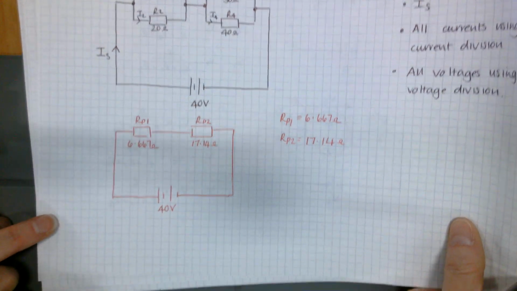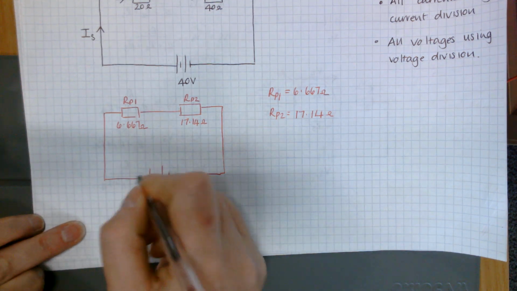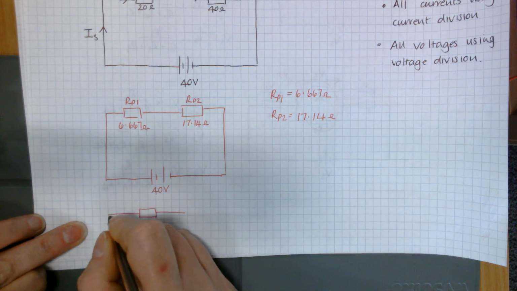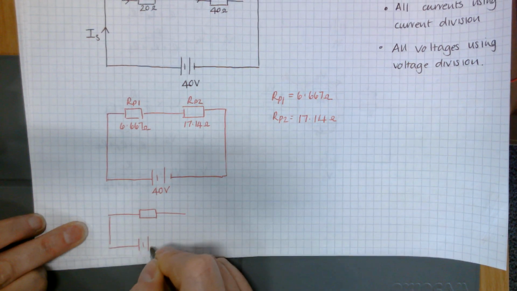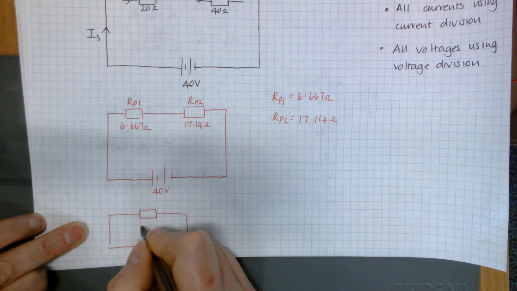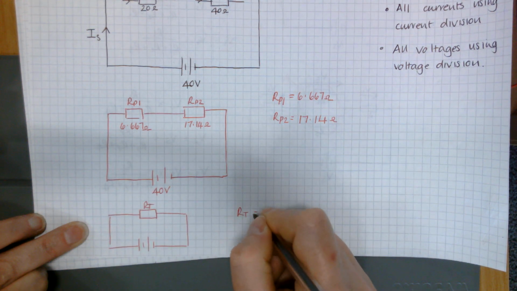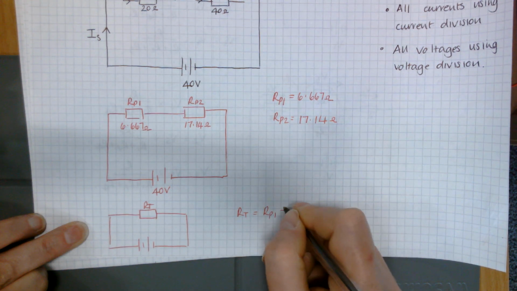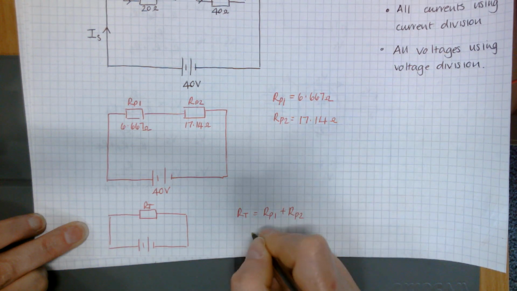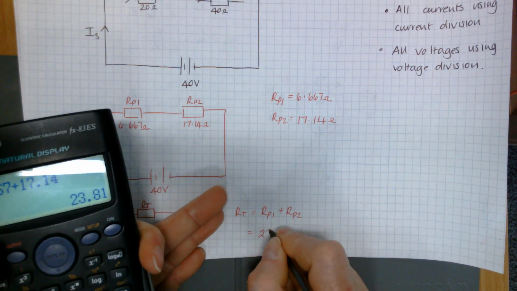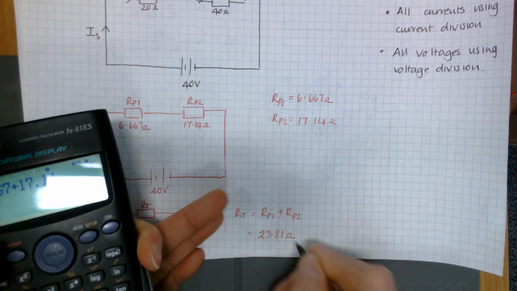That would be your next equivalent circuit, and then to get your RT, these are now in one current path. So now to get your R total, you would just add these. One current path means resistors in series. So your R total would be your RP1 plus your RP2. That gets you 23.81 ohms.